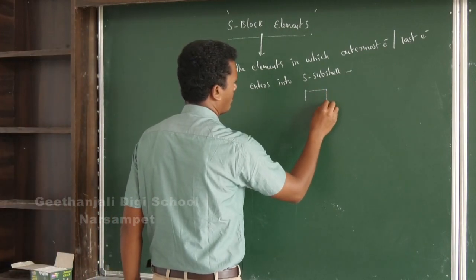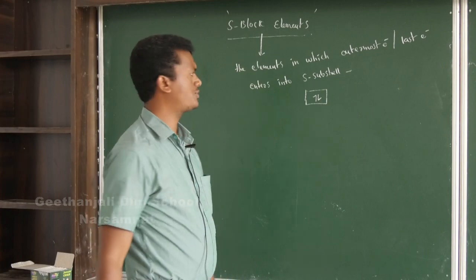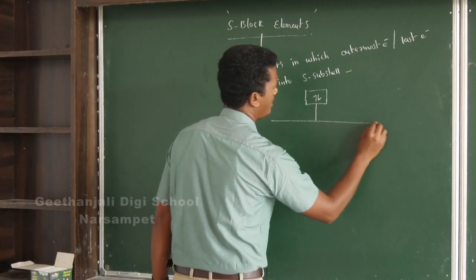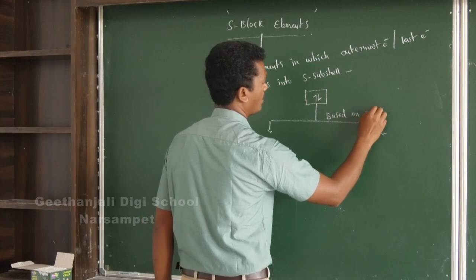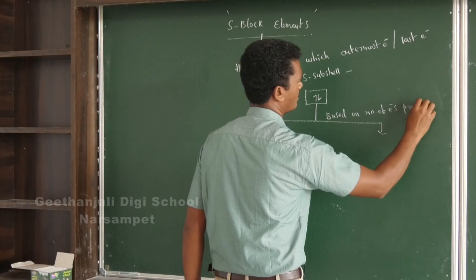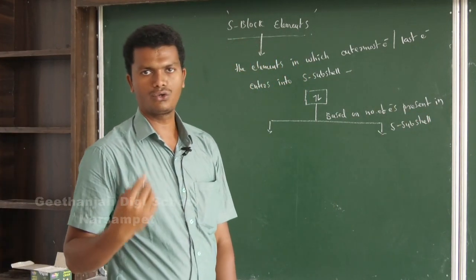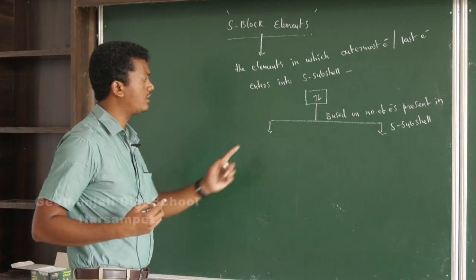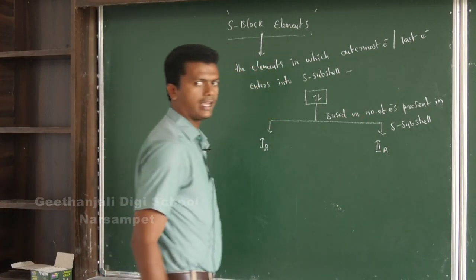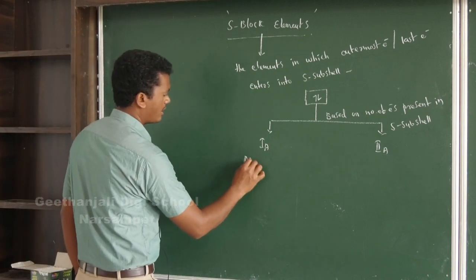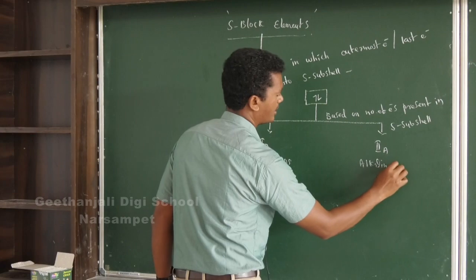The S subshell may have only 2 electrons in it. Based on the number of electrons present in the S subshell, these S block elements are divided into 2 groups. So this classification is based on the number of electrons present in the S subshell. The maximum number of electrons in the S subshell is 2. That is why we are dividing these S block elements into 2 groups. In that, the first group is 1A group and the other group is 2A group. The 1A group elements are called alkali metals, and the 2A group elements are called alkaline earth metals.